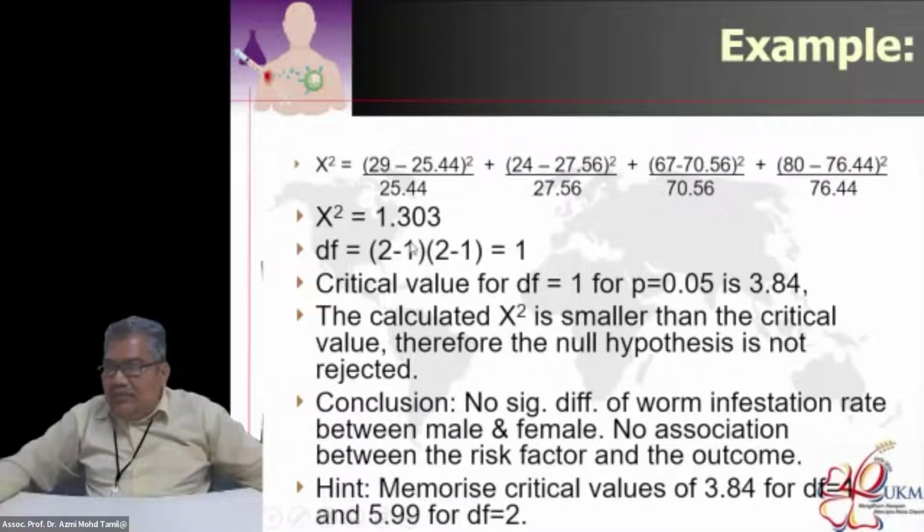And the chi-square is 1.303. The cutoff point is 3.84. How do we get 3.84? It is 1.96 squared. 1.96 squared, you get 3.84.